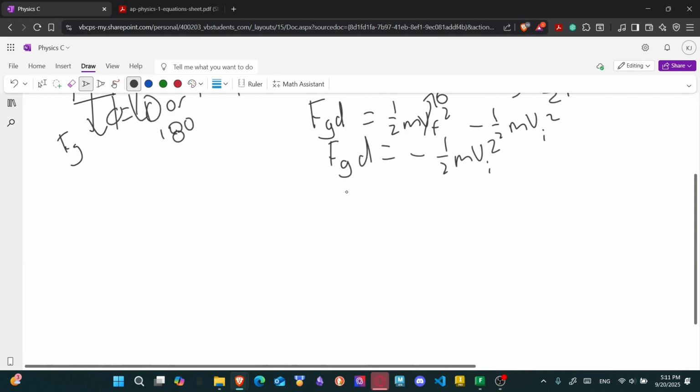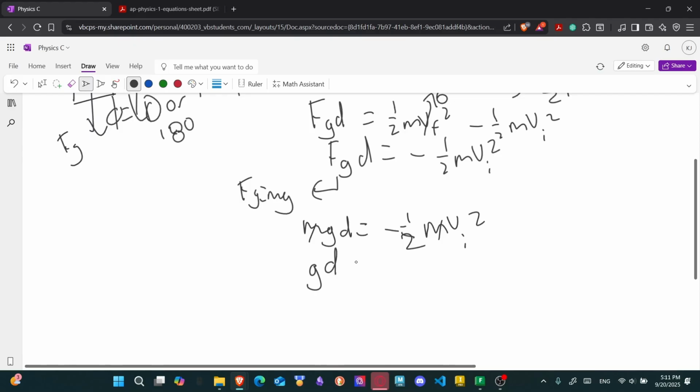Okay, so Fg is equal to mg. So mg D is equal to negative 1/2 mv initial squared. The m on both sides cancel out. So force of gravity times the distance is equal to negative 1/2 v initial squared, not m. So D is equal to negative 1/2 v initial squared. Yeah, just like that.